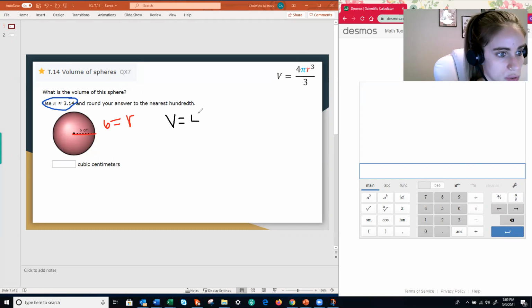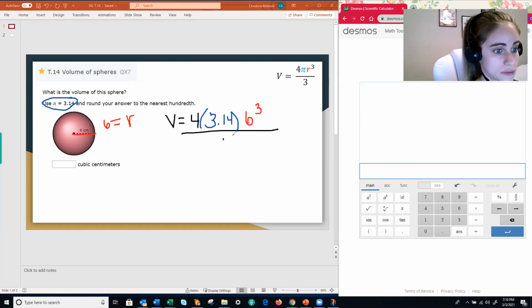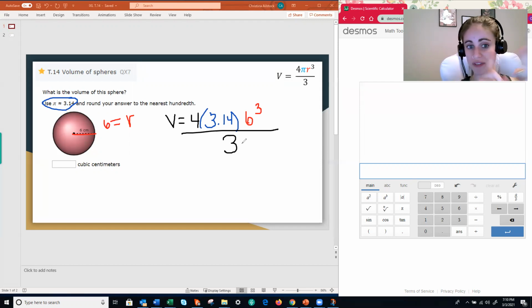Volume is equal to 4 times pi, which is 3 and 14/100ths, multiplied by our radius cubed. Ooh, did you guys notice that? On our other two equations for a cylinder and for a cone, our radius was squared. This time our radius is cubed. And all of that is divided by 3. All right, we identified our values, we've substituted, now let's solve and find that volume.